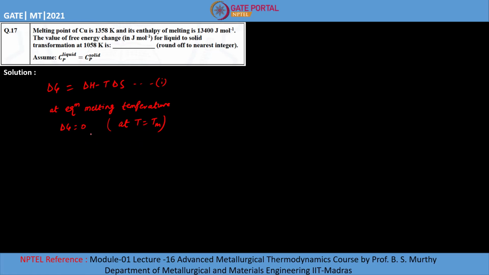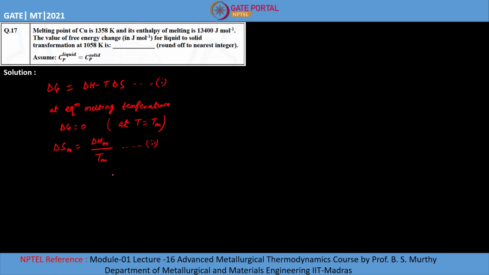If you put the value of delta G in equation 1, you will get 0 equals delta H minus T delta S. If you solve, we will get delta Sm equals delta Hm upon Tm. Here delta Sm is the entropy change at the melting point, delta Hm is the enthalpy of melting, and Tm is the melting temperature. You can assume this to be equation 2.